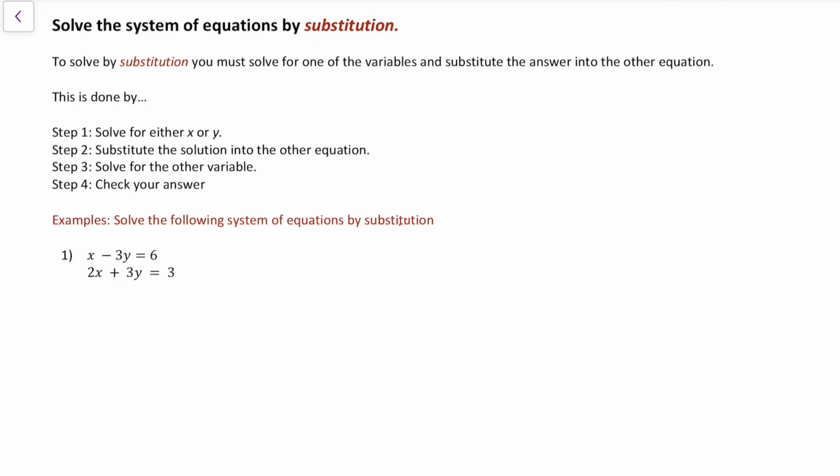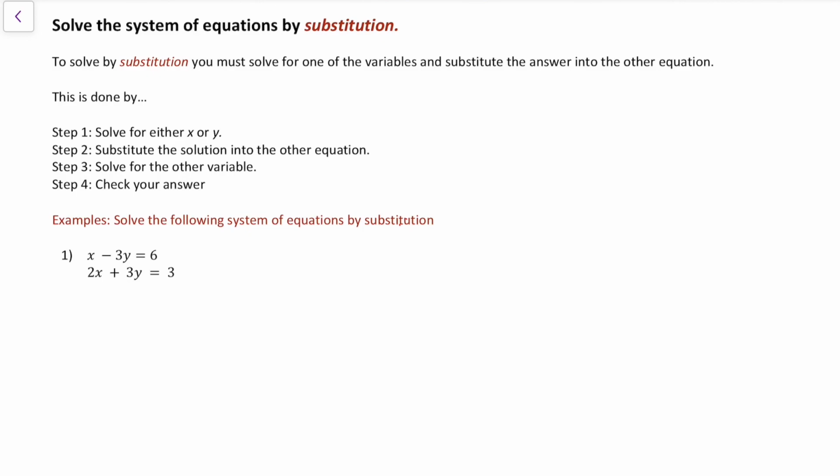So our first step is to pick one of the equations, and we're going to solve for either x or y. Doesn't matter which equation, doesn't matter x or y. The more you do of these, the more strategic you'll get in deciding which equation to choose and whether x or y. Essentially, we're looking for the easiest one to get by itself. Then you're going to substitute that into the other equation to solve for the remaining variable, the remaining letter. And then we always want to check our answer.